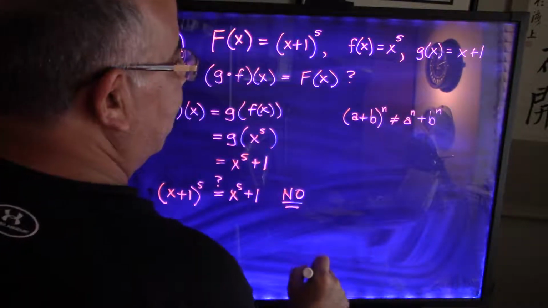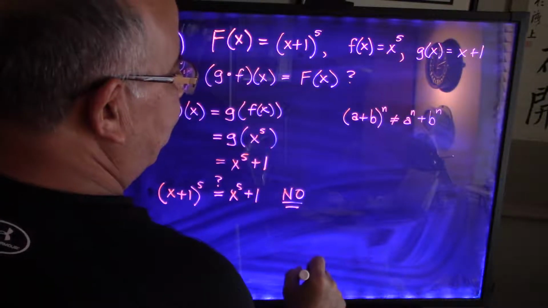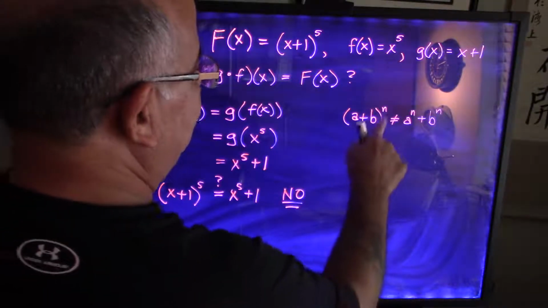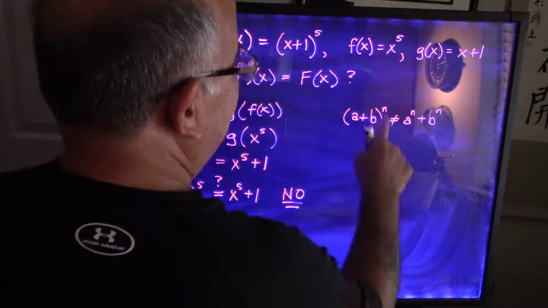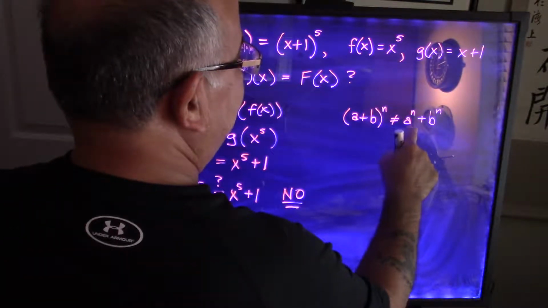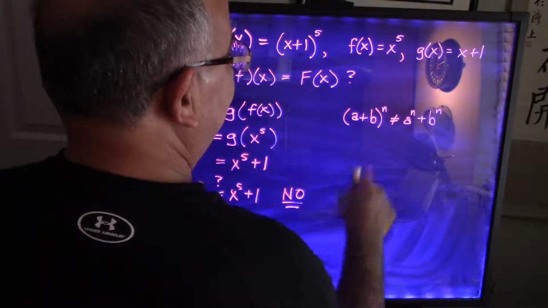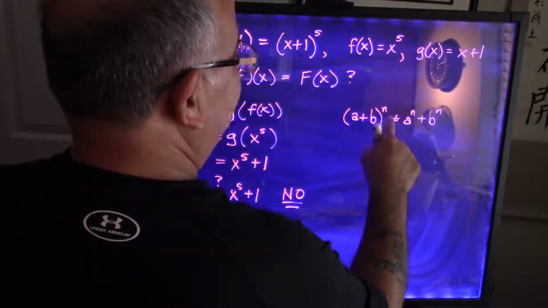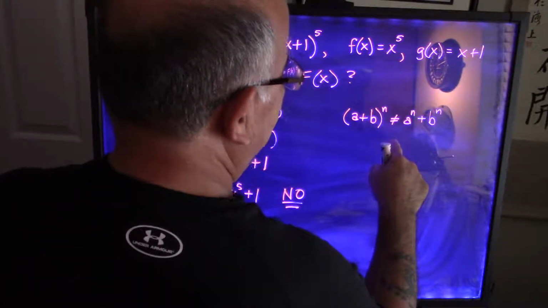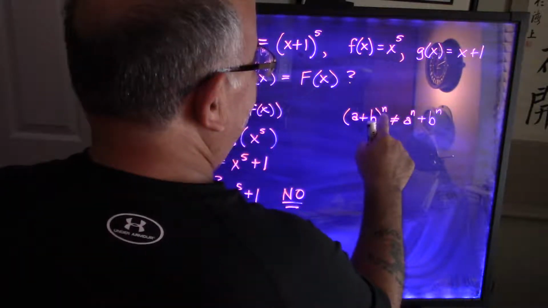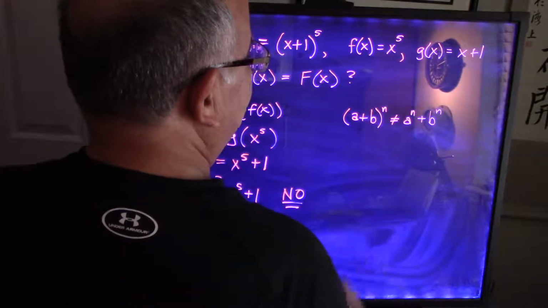Okay, so in some cases that works, like if n is 0, or no, that won't work, will it? No. 0 won't work because here you'd have 1 plus 1 is 2, right? And this would be 1. If n was 1, that would be okay, right? That's the only way it's going to work, if n equals 1, all right?